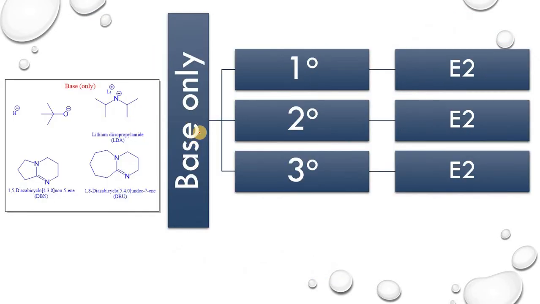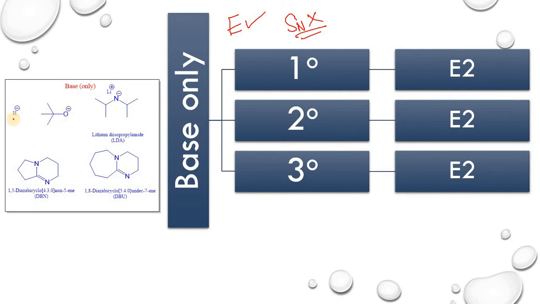Suppose if you take a base only, some chemical species are acting as only base. They cannot act as nucleophiles. They cannot attack on reaction center of alkyl halides. In that case, you can find only elimination reactions. You cannot find nucleophilic substitution reactions. There is no competition between elimination and nucleophilic substitution reactions.